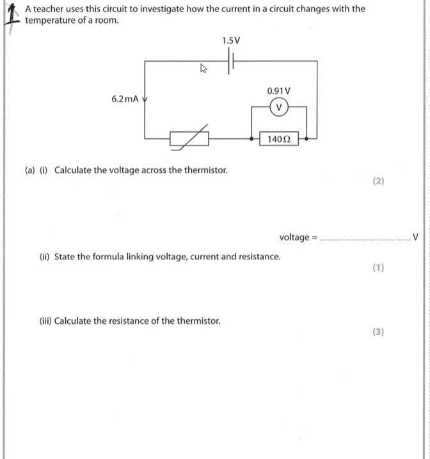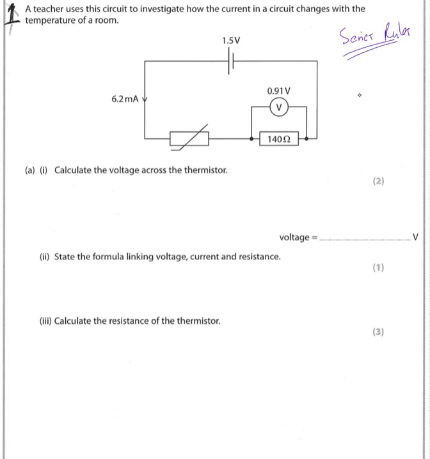Now the first question, we're talking about a circuit here. What we're looking at is a series circuit because we have one loop. We can see the one loop, so this here is a series circuit, and we've got this one here connected to this one here. Now we need to know the rules for a series circuit.